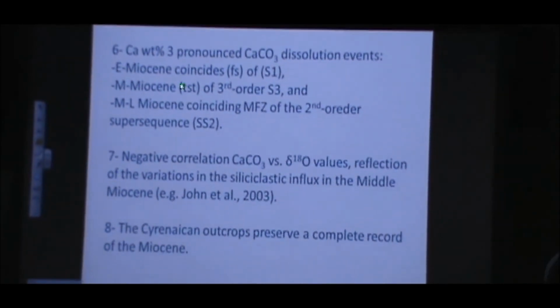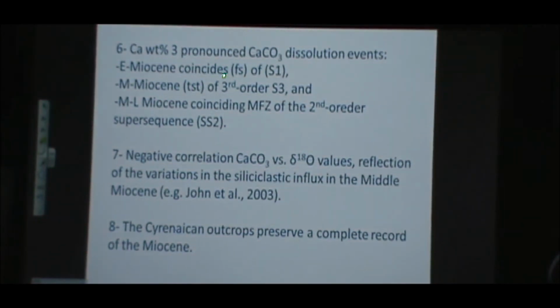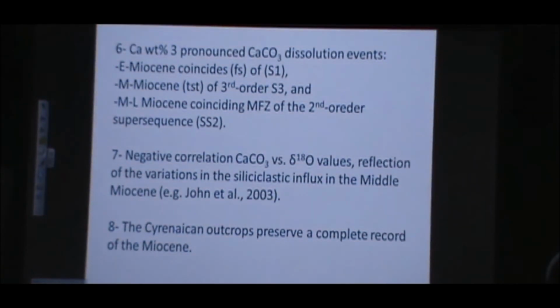The calcium carbonate depletion events: the first one was in the early Miocene and coincides with a flooding surface. The second one, in the middle Miocene, is the transgressive surface of the third order S3. The middle to late one coincides with the maximum flooding zone of the second order sequence.